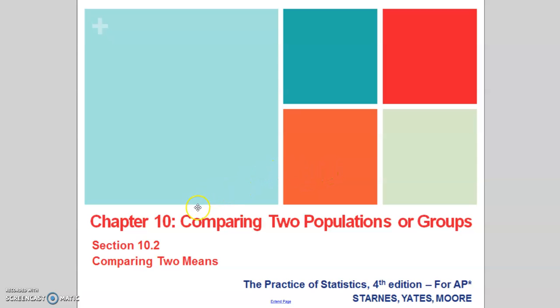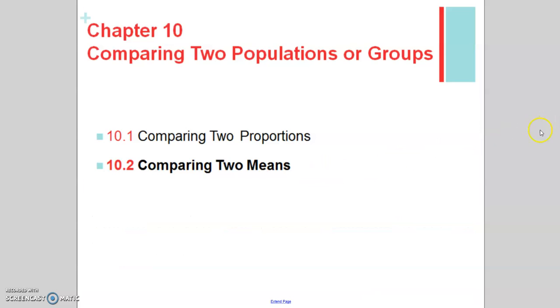Hello, statisticians. Welcome back. Today we are going to be finishing up section 10.2 on comparing two means, and that's going to be the end of chapter 10 here today.